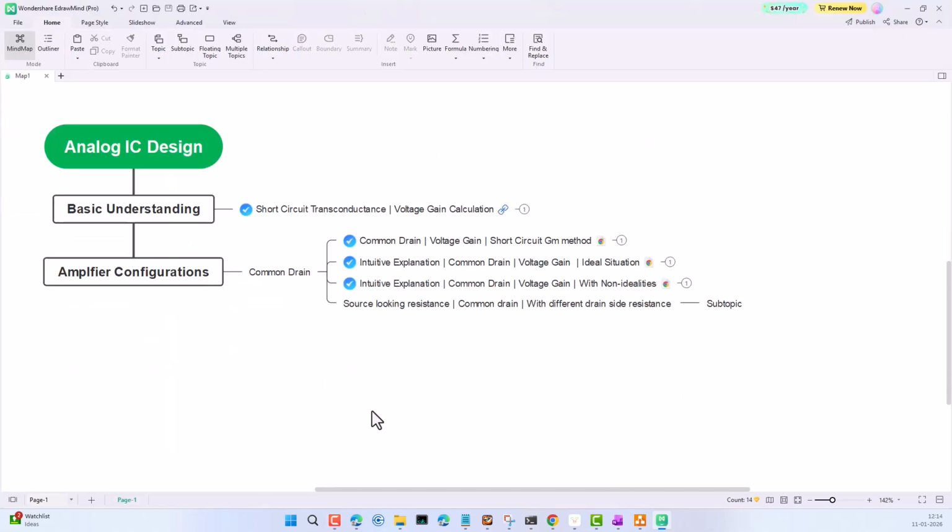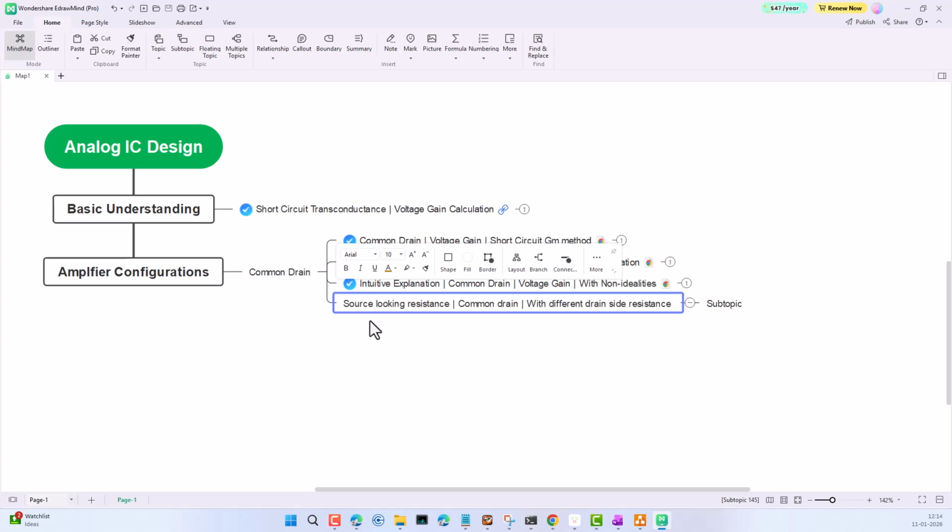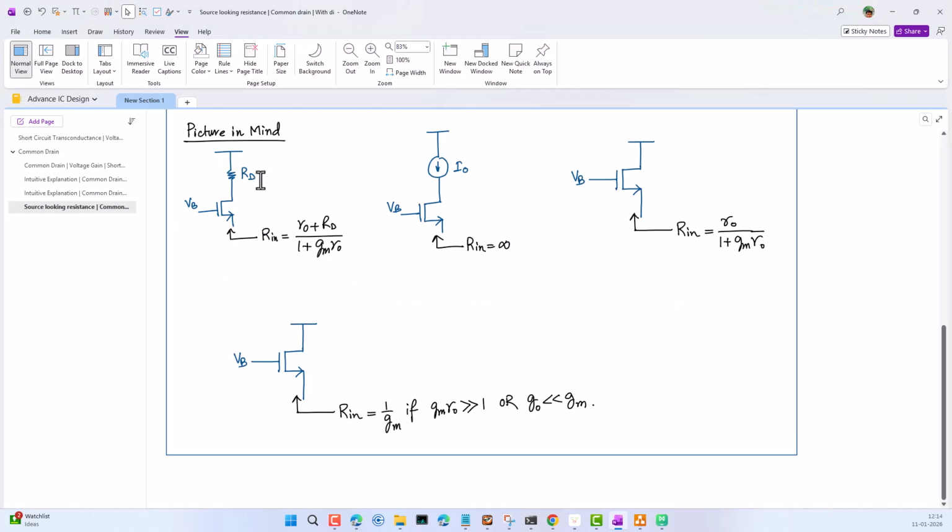Okay, so we have been discussing the common drain configuration. So now we will look at the source, and see what exactly the looking-in impedance or looking-in resistance is in that common drain structure. We'll see how this Rin changes for different drain resistances.